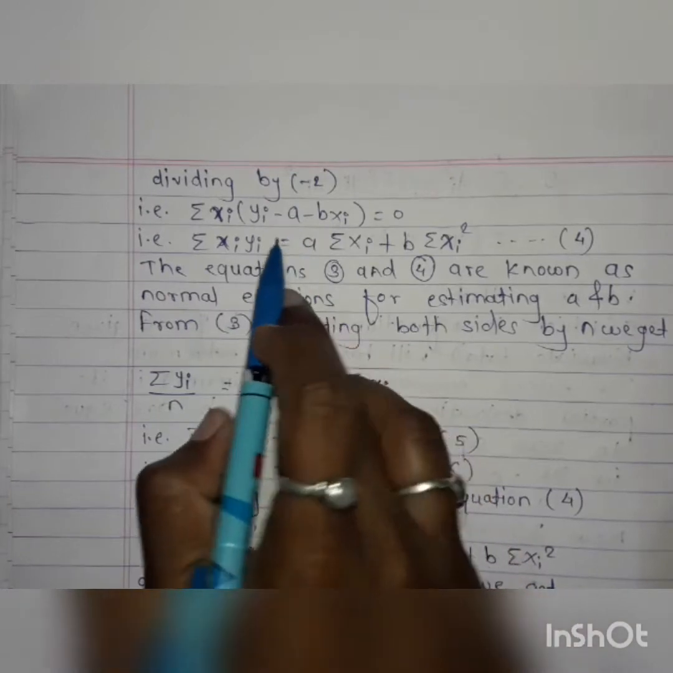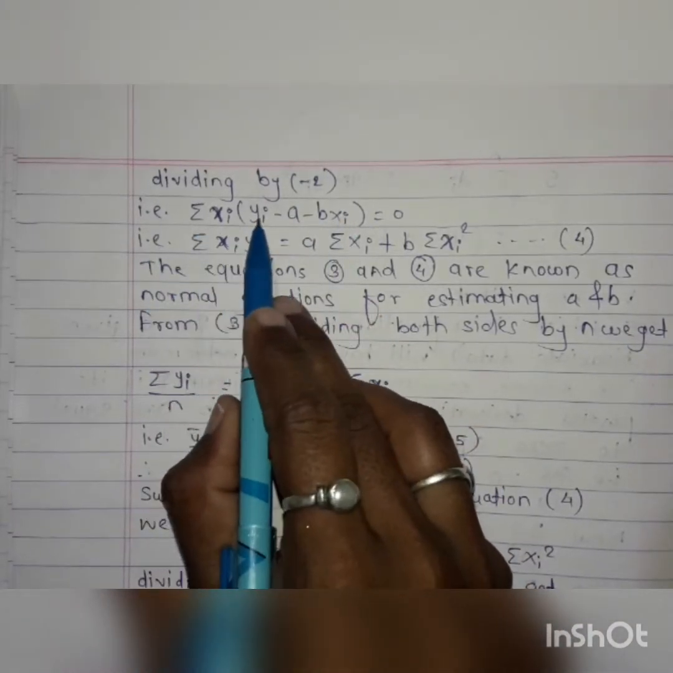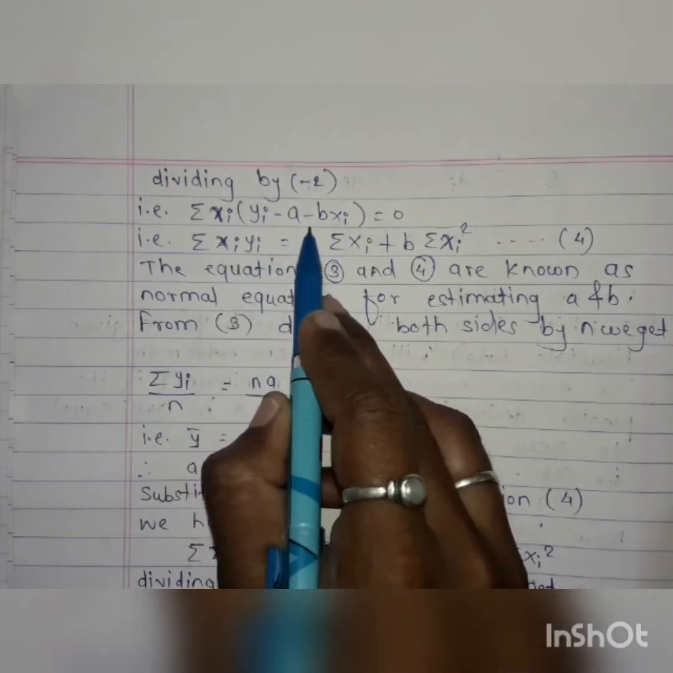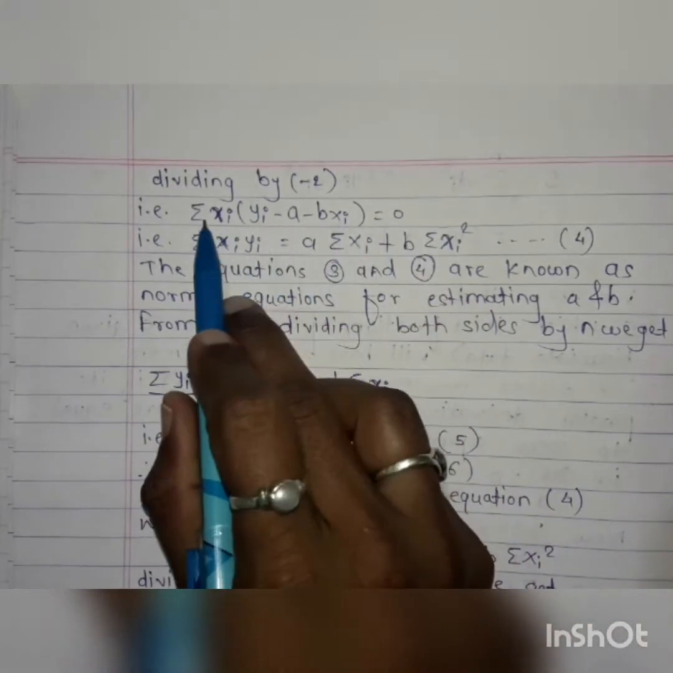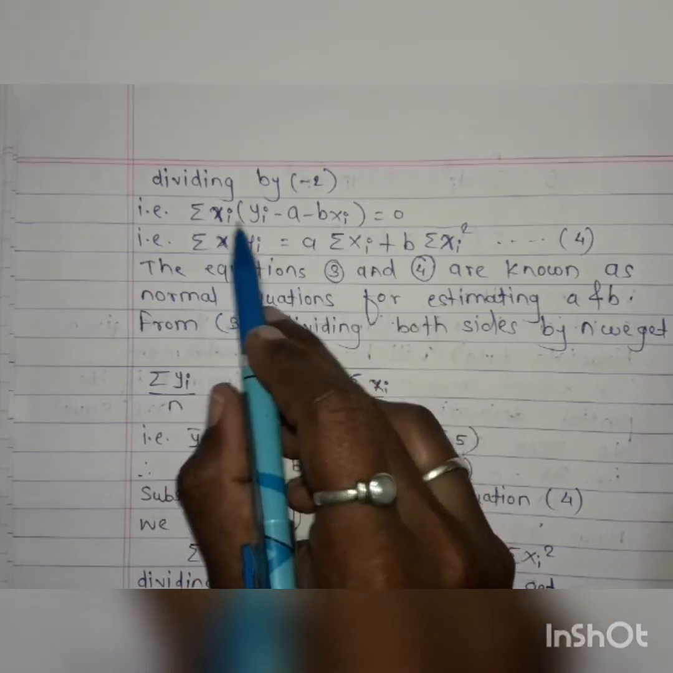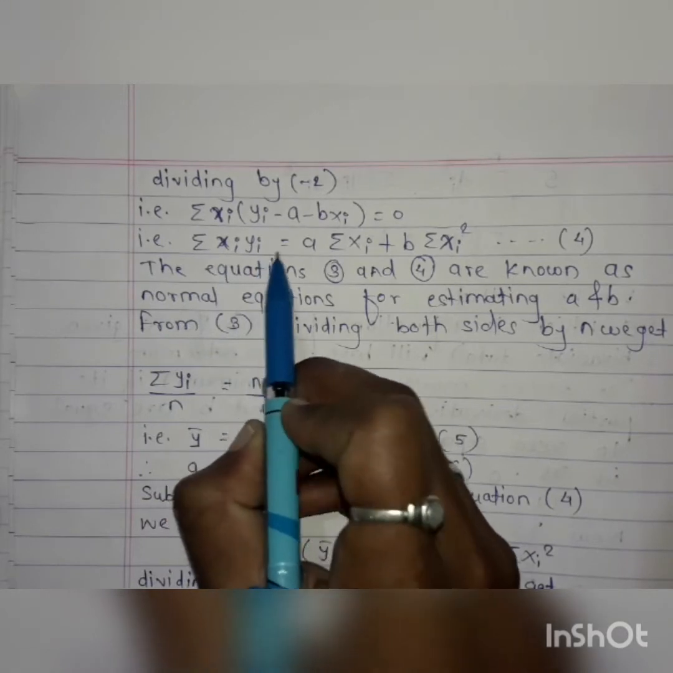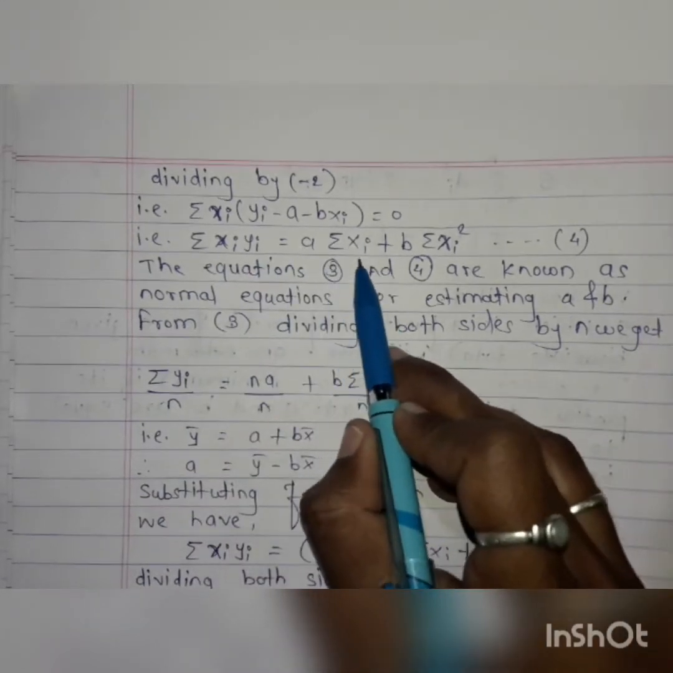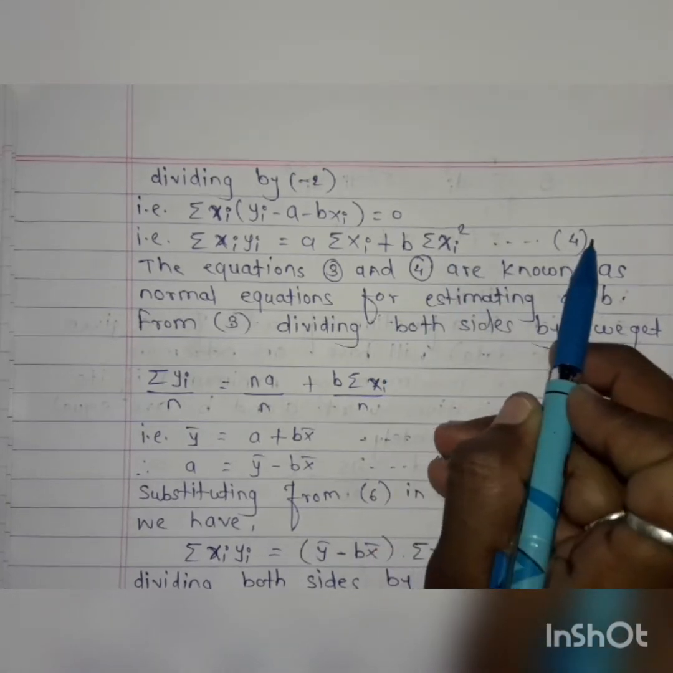Also divide this term by minus 2, we get summation xi (yi minus a minus b xi) is equal to 0. Apply the summation in the bracket and multiply by xi, we get summation xi yi is equal to a into summation xi plus b into summation xi square. This is equation number 4.